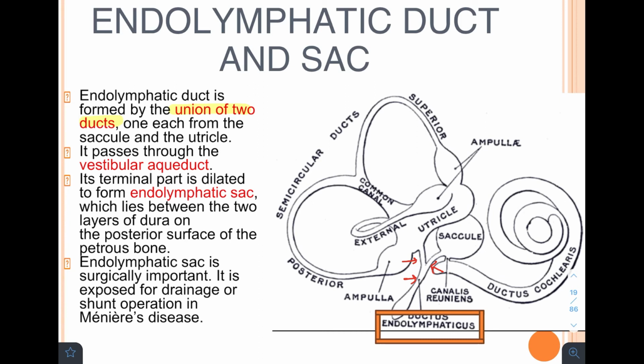The endolymphatic sac is surgically important because it is exposed for drainage or shunt operation in Meniere's disease. So, as you see in this picture, we have spoken about all the parts of the membranous labyrinth. We spoke about the cochlear duct, the utricle, the saccule, all three semicircular ducts, and the endolymphatic duct and sac.